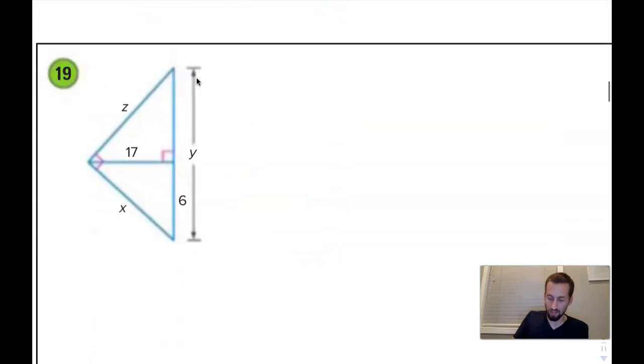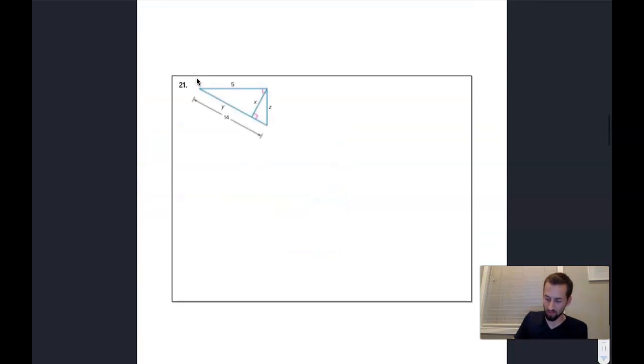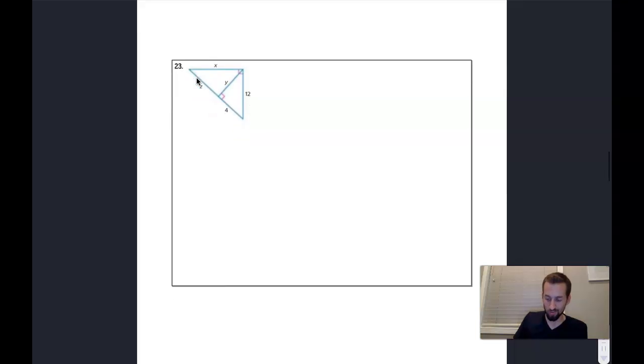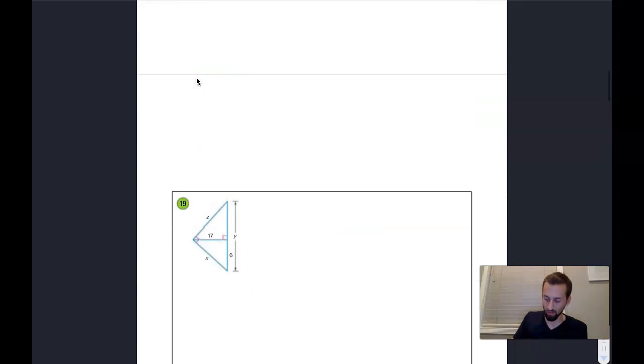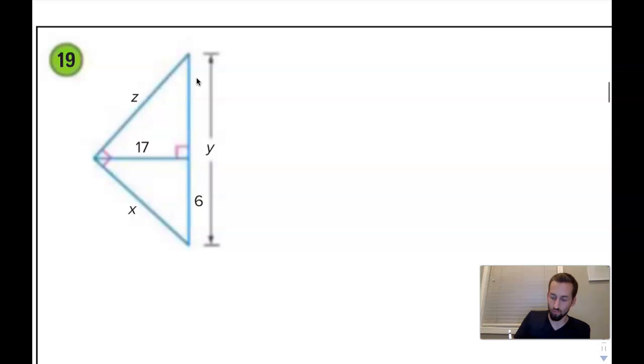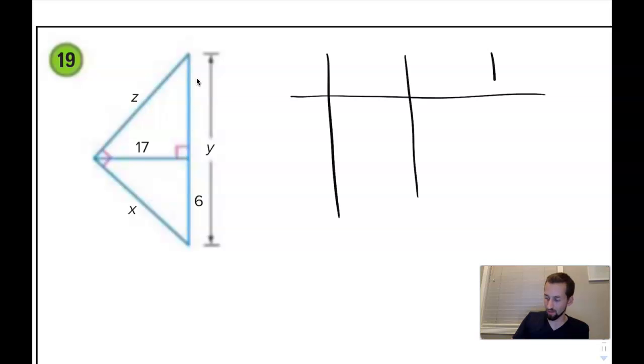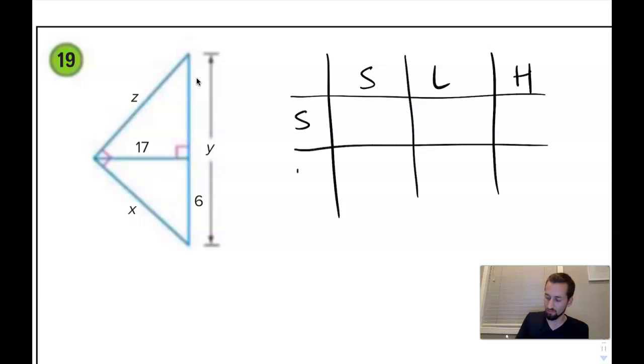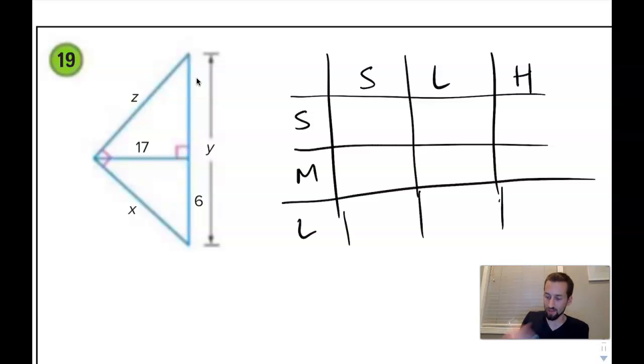All right, number 19, and again, I'm not going to do all these, so 19, 21, 23 are really similar. We'll just do one of them. What we did in class, one of the ways to do this, not that you have to do it this way, is setting up a little table. You've got the short leg, the long leg, the hypotenuse of every triangle, and you've got the small triangle, the medium triangle, and the large triangle. And we just said, you just plug in the numbers as you have them.